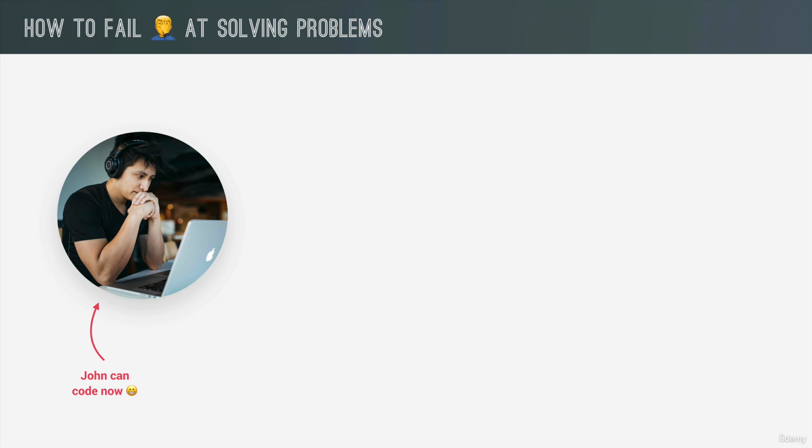So after some time, John can code now. He is almost job ready at this point, but he still needs to work on his problem-solving skills. And in programming, when we say solving problems, we mean a real problem that needs a real solution. For example, in an array of GPS coordinates, find the 2 closest points.